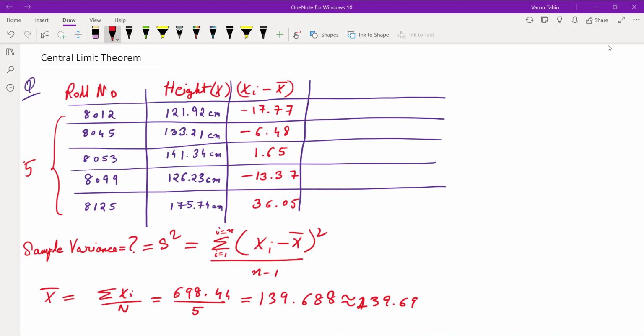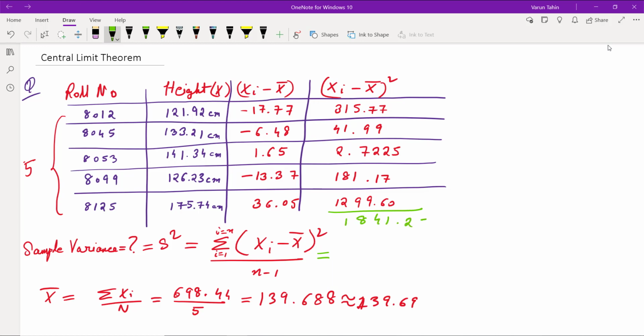Now once we have calculated this value, what we have to do is we have to do its square. Okay, so this will again be calculated as okay. So we have all these values ready. Now we have to put this into this equation. Now when we do a sum of this, it will come to 1841.255.